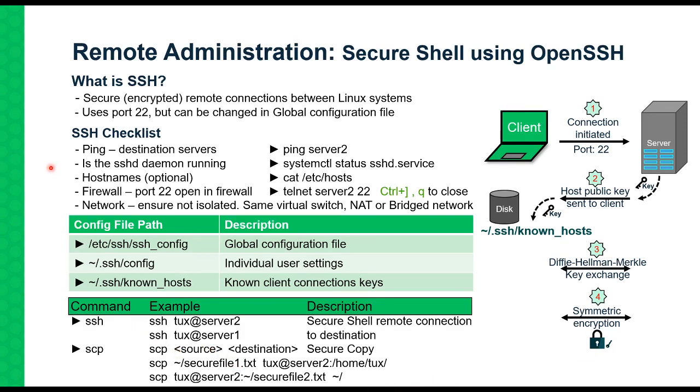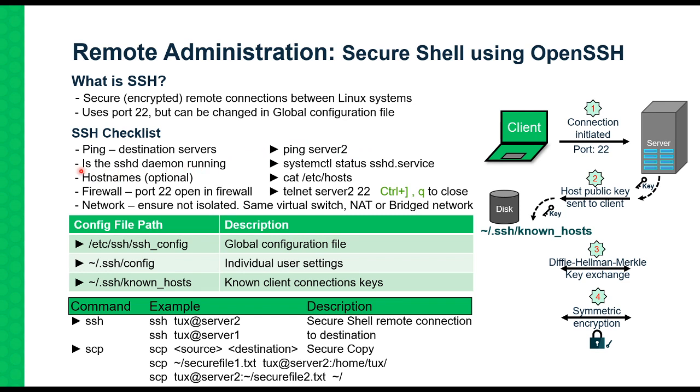Let's quickly have a look at our SSH checklist. Now, this is not a complete list to find problems or diagnose your SSH connection, but this is a basic list to give you a guide on how to set it up and where to look if there are issues. So our first point will be our ping. We need to be able to ping our destination server. In our case, we will ping server 2, and we need to ensure that we get a reply from server 2, meaning the host name needs to be resolvable. Otherwise, we need to use the IP address.